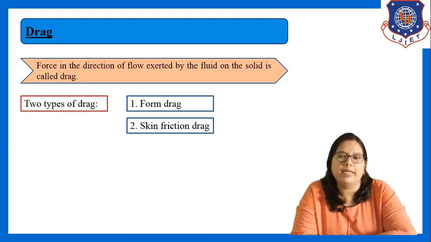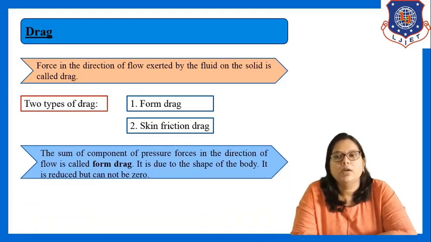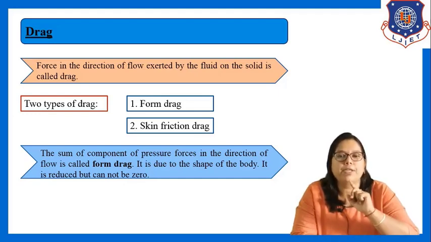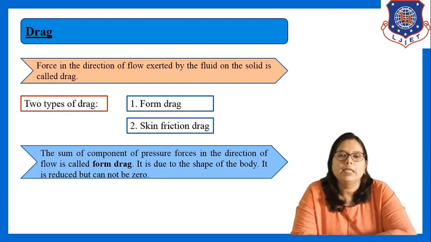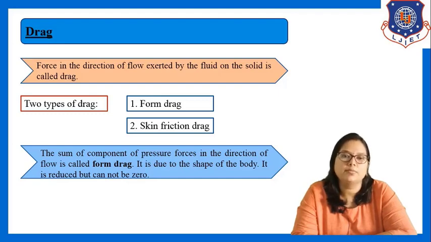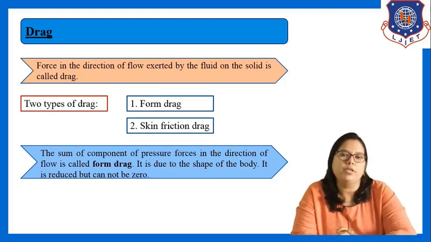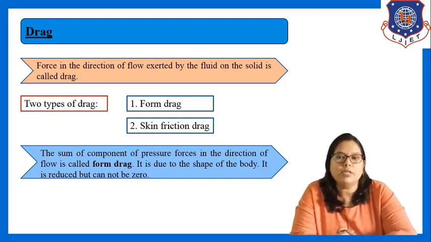There are two types of drag, form drag and skin friction drag. What is that? The sum of component of pressure forces in the direction of flow is called form drag, and it is due to the shape of the body. It is reduced but cannot be zero. Obvious, because it is due to the shape of the body. So we can reduce it, but we cannot make it zero. Clear what is form drag?